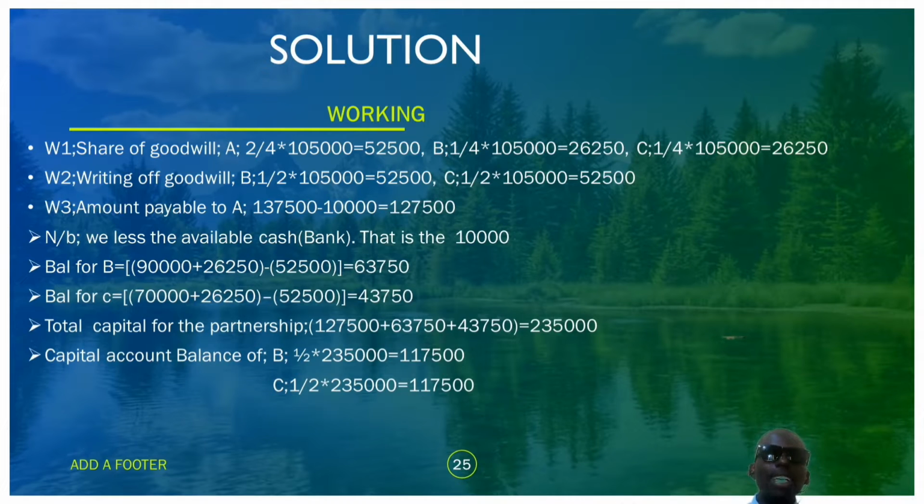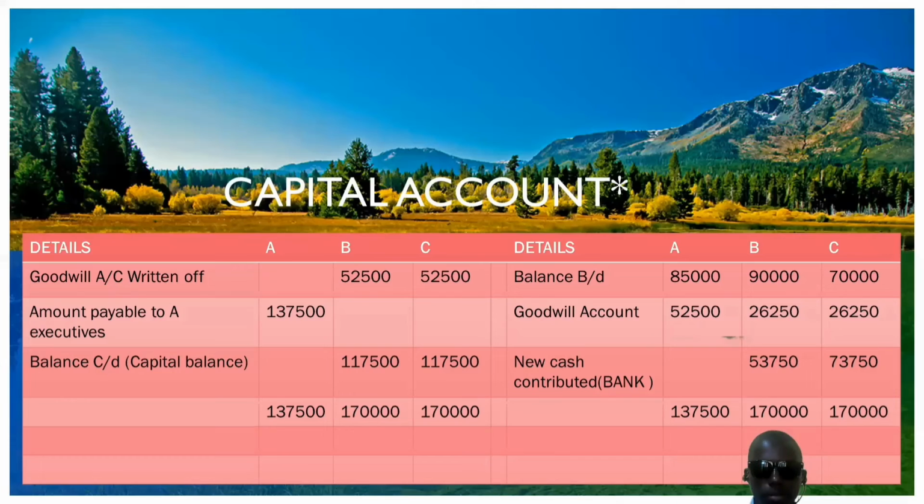Another thing to consider is writing off the goodwill. When we want to write off goodwill, we write it off using the remaining partners. They agree that the profit sharing ratio will be 1:1. So we'll have 1/2 times 105,000, which is 52,500 for B, and for C, a half times 105,000, that is 52,500. That is how we write off the goodwill.